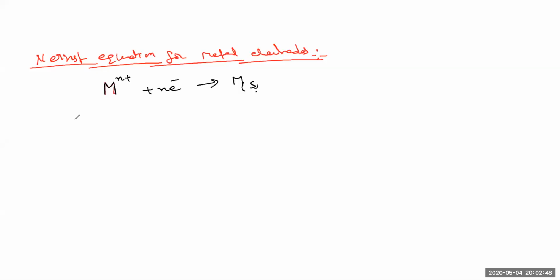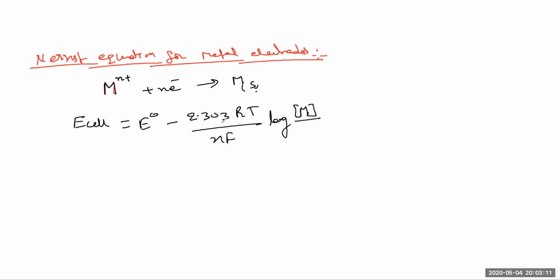Now apply this condition. What is E cell? E cell is equal to E naught minus 2.303 RT by NF log of, what is the product concentration? Product means metal solid only, metal concentration. What is the reactant concentration? Metal ion concentration, M n plus. But here, what is the solid concentration? The molar concentration of metal solid is equal to unity. Unity means one only.